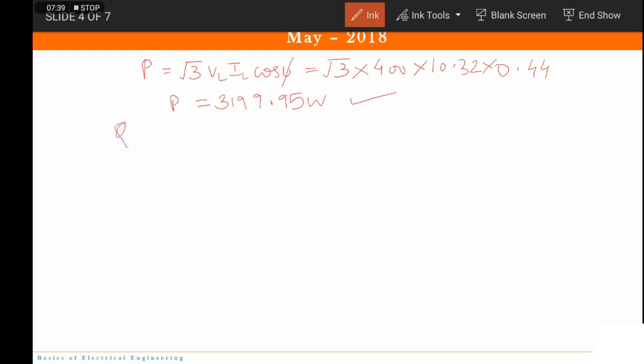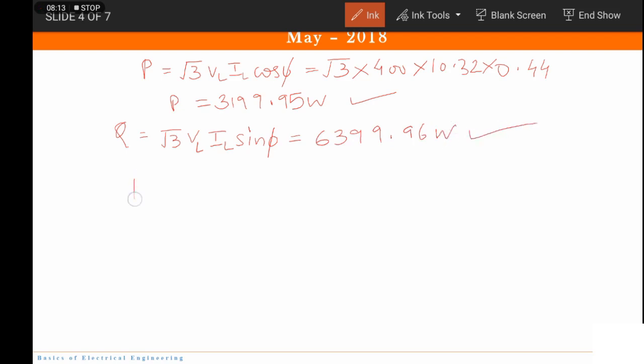Let us calculate the reactive power. Reactive power is same, but instead of cos phi we have sin phi. So we have to find the value of sin phi here. Since we have phi with us, we can calculate sin phi, isn't it? So when we put the value of VL, IL and sin phi, Q comes out to be 6399.96 VAR. So this is another answer.